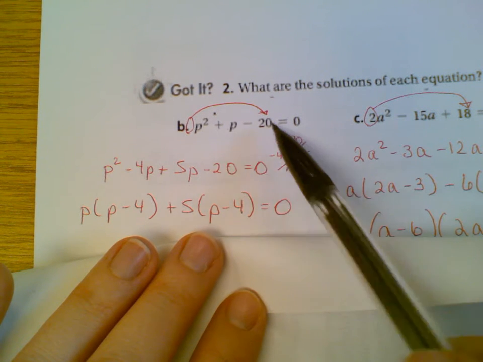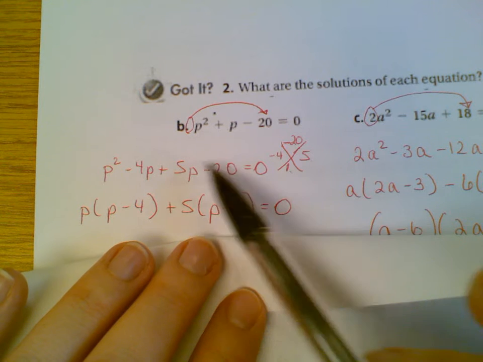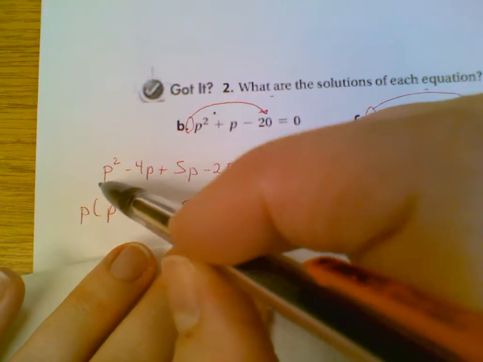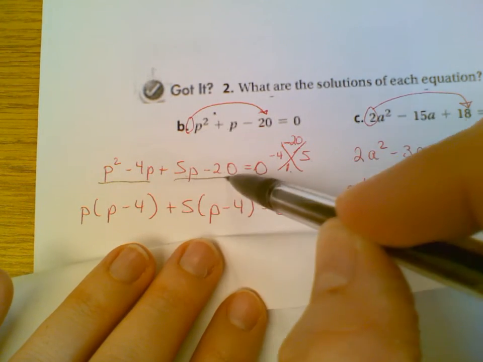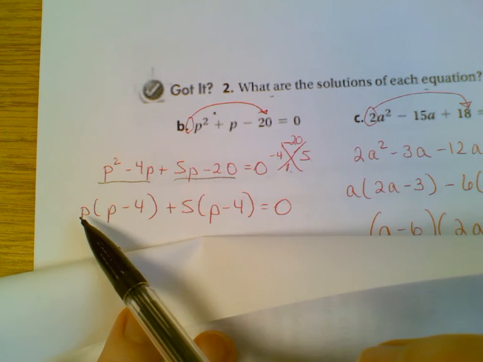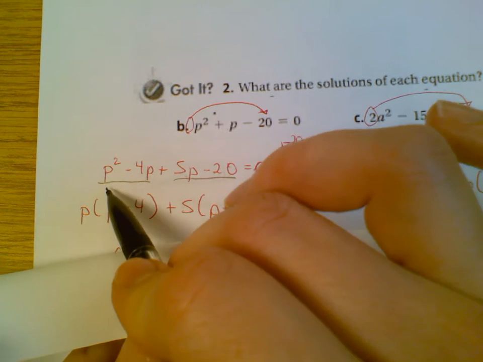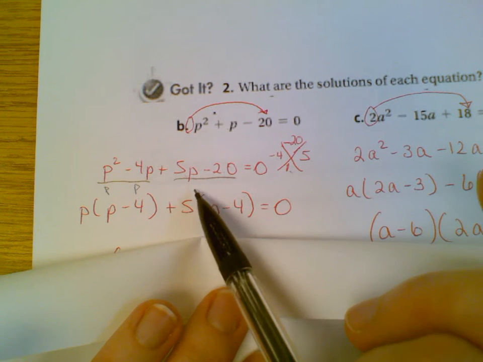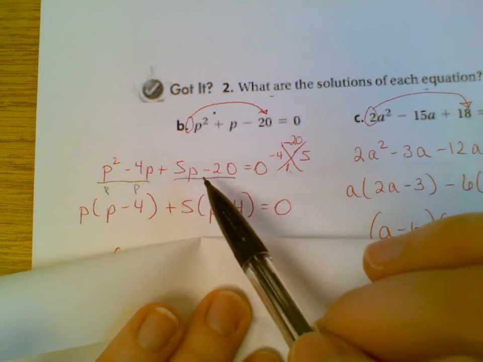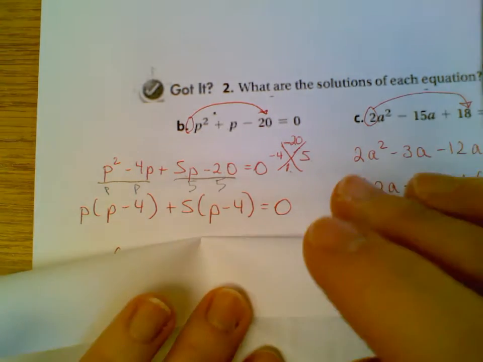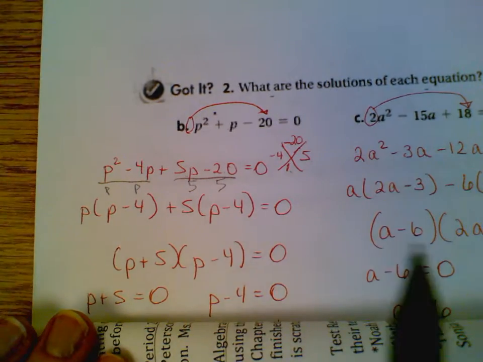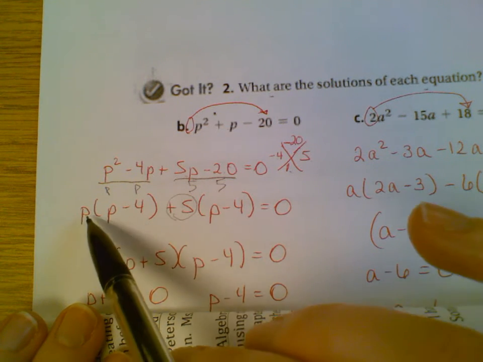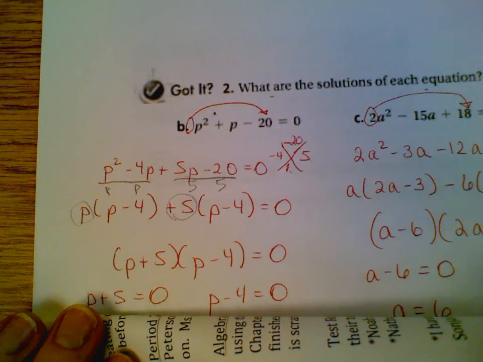I then rewrite my expression so it becomes p squared, negative 4p plus 5p, and drop down my negative 20. I group the first two and the last two together and find the GCF. So the first two, I would pull out a p, which when I divide them both by p, I get p minus 4. And then on the second set, I divide them both by 5, so I would get p minus 4 as well. Then I can see that I have the same stuff in the parentheses, so I would have p minus 4 come out. These two pieces that are together will go here, so that's why it becomes p plus 5.